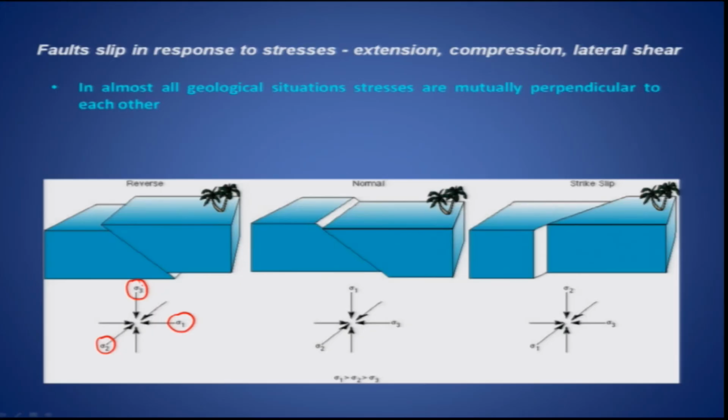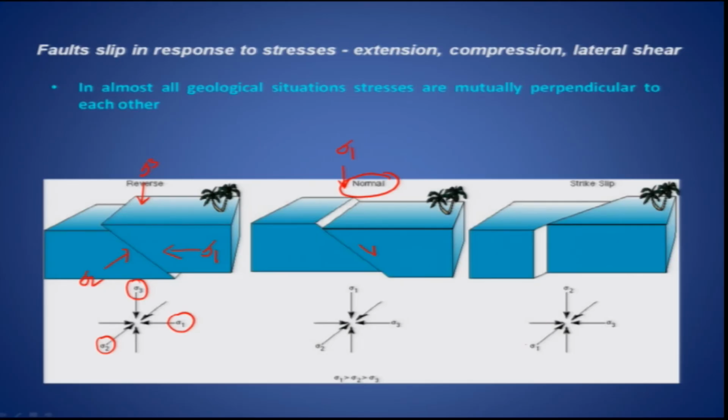Okay, so in reverse, the maximum stress is along this direction, and the minimum is at the top here. So this is sigma 3 here, and we have sigma 1 along the fault plane, and the intermediate is sigma 2 here. Okay, similarly here the maximum is at the top, that is sigma 1 in the normal condition. So what we find is that when the block has moved down with respect to another one, we call this a normal fault, whereas here we have the reverse fault.